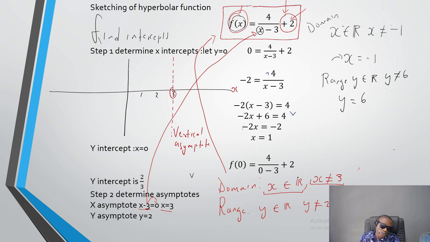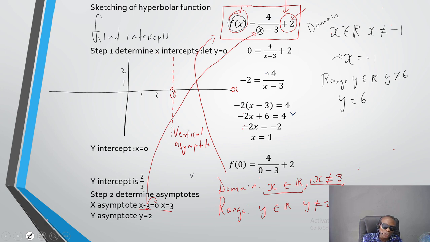Remember, the main concept that we are going through here is to sketch the graph. I have found the x asymptote, it is 3. I have found the y asymptote, it is 2. Now, it's very important to also show the asymptotes on a Cartesian plane. So the y asymptote can be shown by a dotted vertical line.